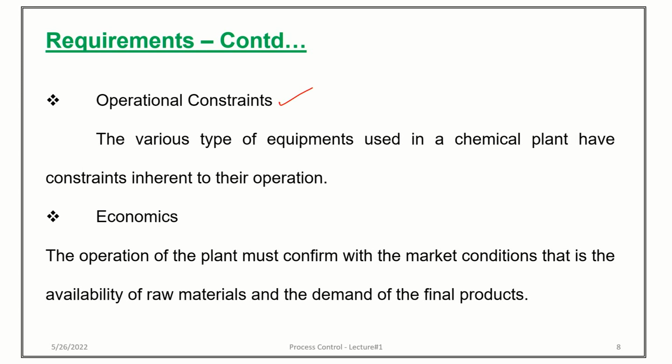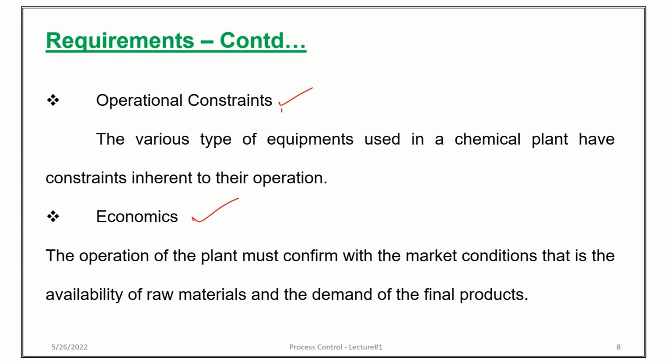Similarly, if you take a distillation column, it should not be overflooded, and the temperature of the reactor should be maintained within the limit. Otherwise, what will happen to the catalyst? It will destroy the catalyst. So these are all called the operational constraints.